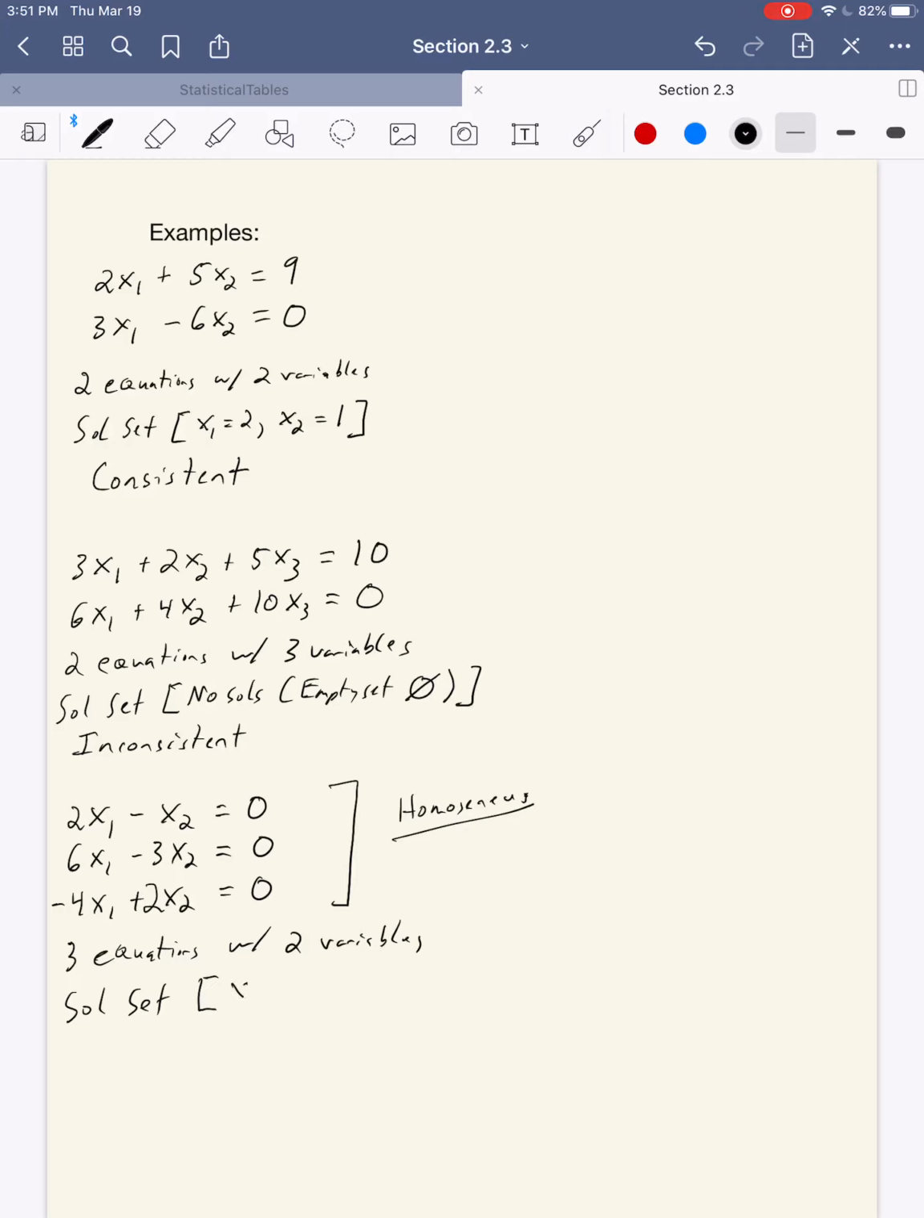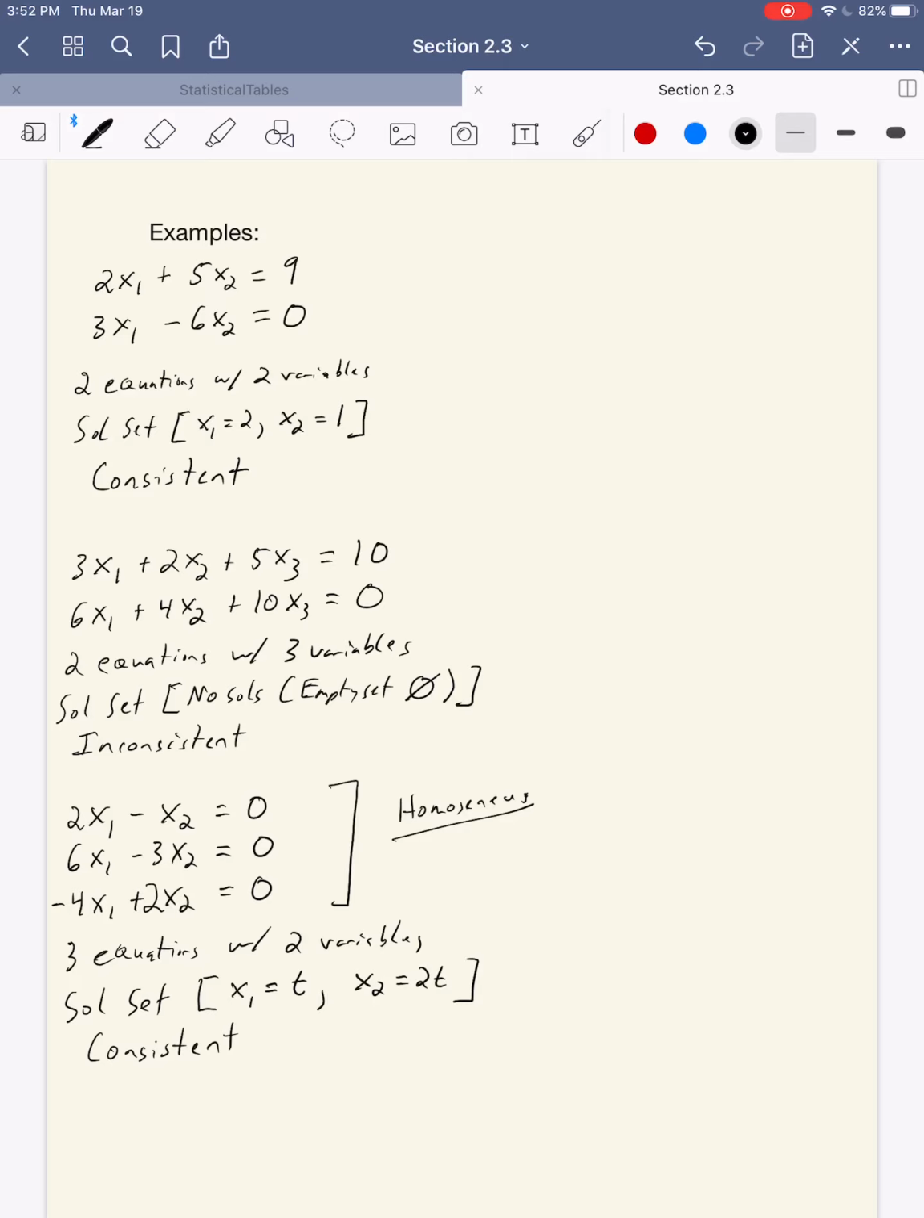Actually, you can solve this with x1 being any value, t, and then x2 has to be 2 times that value. So sometimes that t that we're using here is called a parameter, and this is sort of saying that this solution set has 1 parameter in it. This would also be an example of another one that is consistent here.